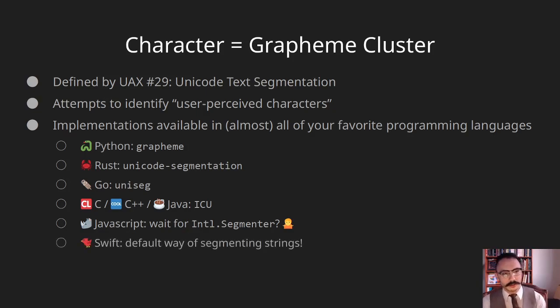And in Swift, you're actually very lucky, because it is not only part of the standard library, it's actually the default way of segmenting strings. So in Swift, if you break up a string, it breaks it up by grapheme clusters. In Python, for example, it breaks it up by code points. In JavaScript, it breaks it up by 16-bit units. But in Swift, by default, it breaks it up by grapheme clusters.